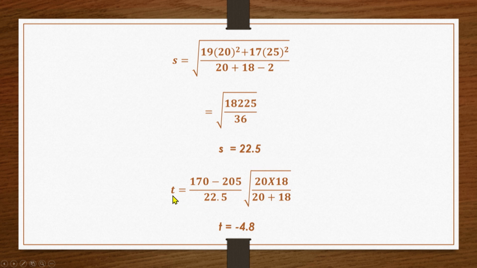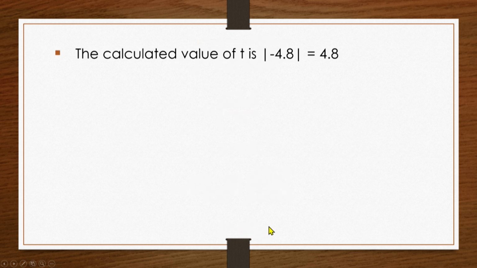So the T value is obtained by T equal to 170 minus 205 divided by 22.5 into square root of 20 into 18 divided by 20 plus 18. Therefore, we obtain T equal to minus 4.8. Here the calculated value of T is modulus of minus 4.8, that is 4.8.